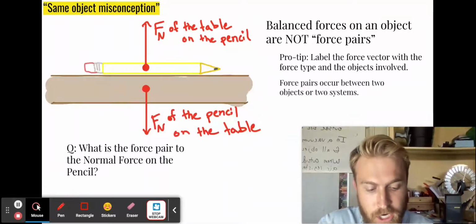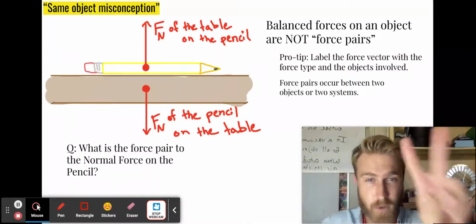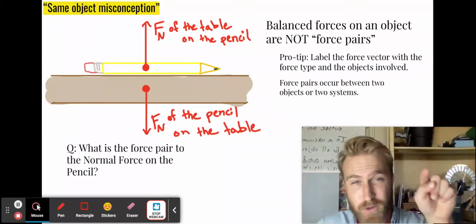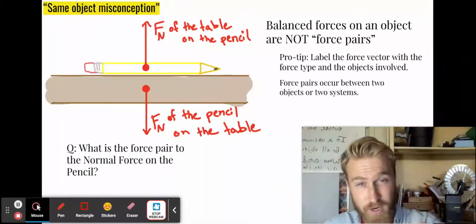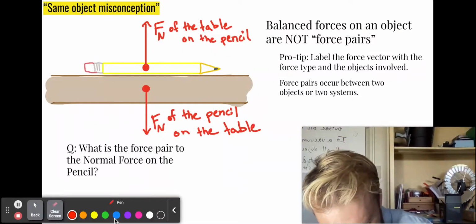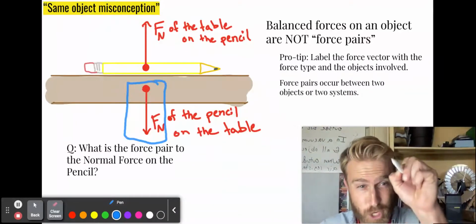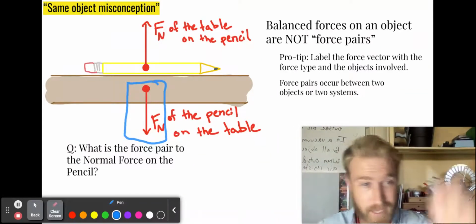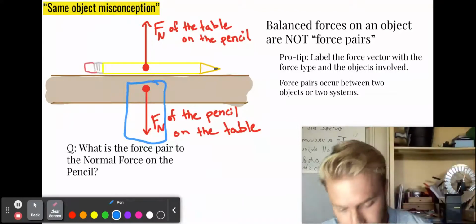Force pairs occur between two objects or two systems. I have now drawn a normal force on the table. Look, I'm here now. Boop. I'm looking, that center of mass now is drawn on the table, not the pencil. Two objects. Two objects.